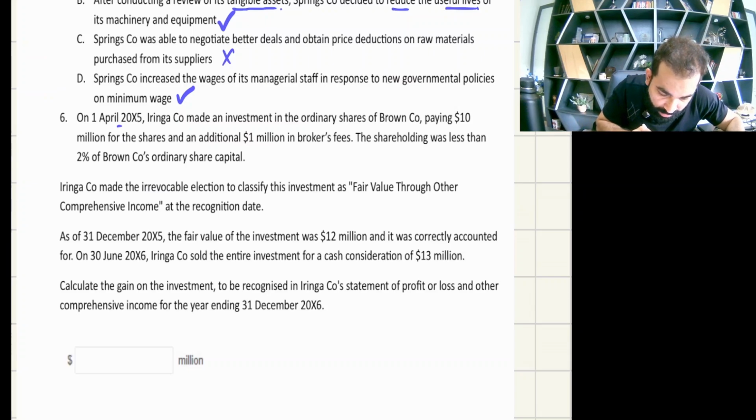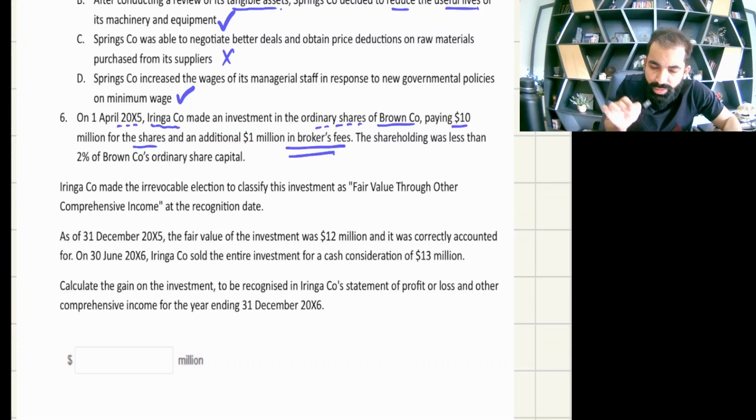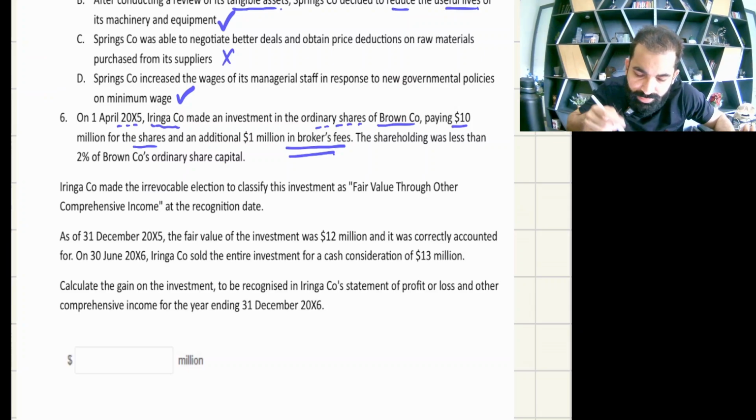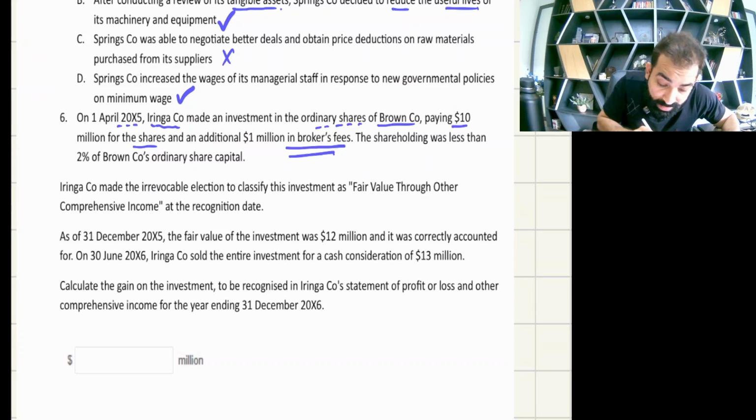On 1st April X5, Iringa company made an investment in the ordinary shares of Brown company, paying $10 million for the shares, plus an additional 1 million in broker fees. So we bought shares for 10 million, go very slow, and then we paid the transaction cost, the broker fees. The shareholding was less than 2%, so it's a trade investment.